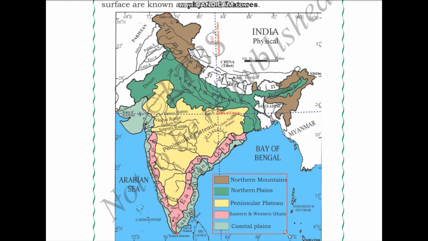Okay, so here we have the legend. Whenever there is a map given, we need a legend which is going to tell us what each of the parts of the map means. Okay, so the legend is here. Now, let us go through these one by one and learn more about the different physical features of India.